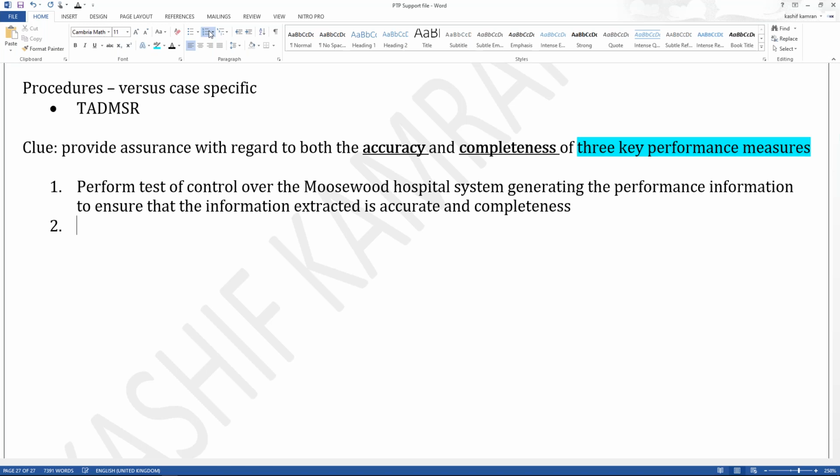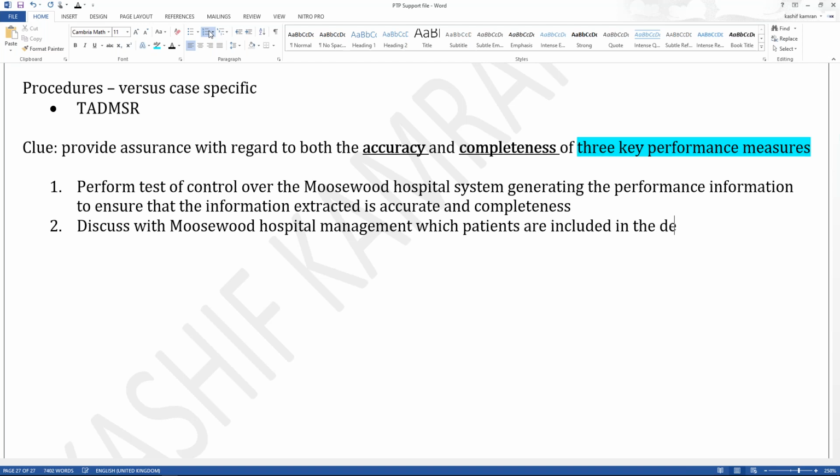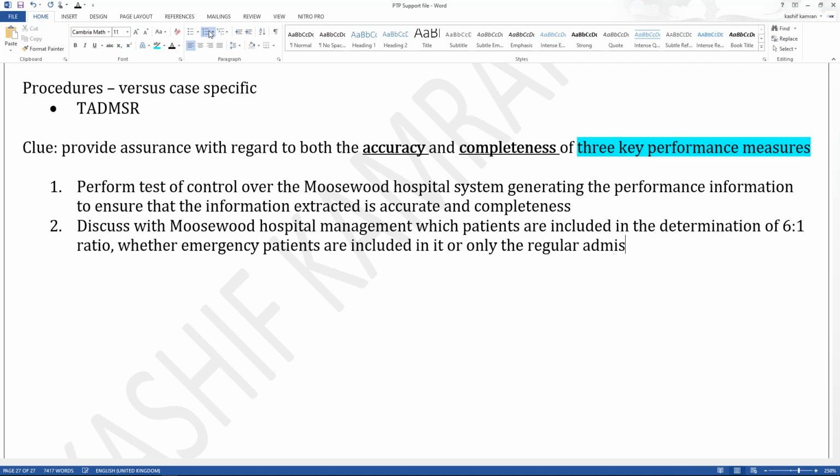The next procedure I need to make is on the nurse to patient ratio, 6 is to 1. So first of all, should I discuss with the Moosewood Hospital management which patients are included in the determination of the 6:1 ratio, whether emergency patients are included in it, or only the regular admissions are included? I hope you have an idea of the hospitals.